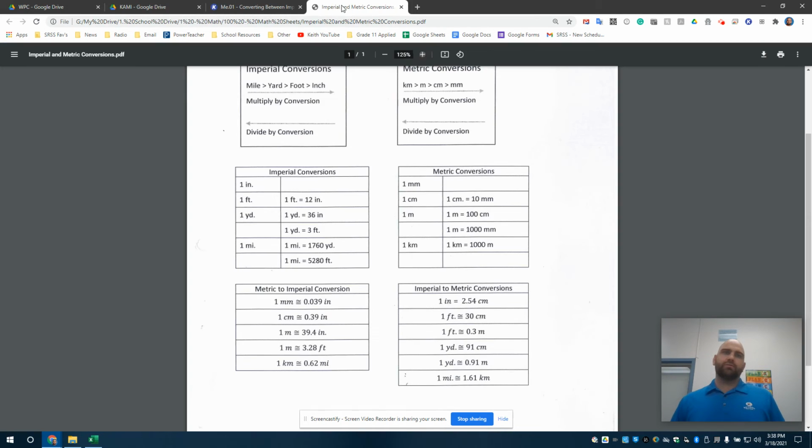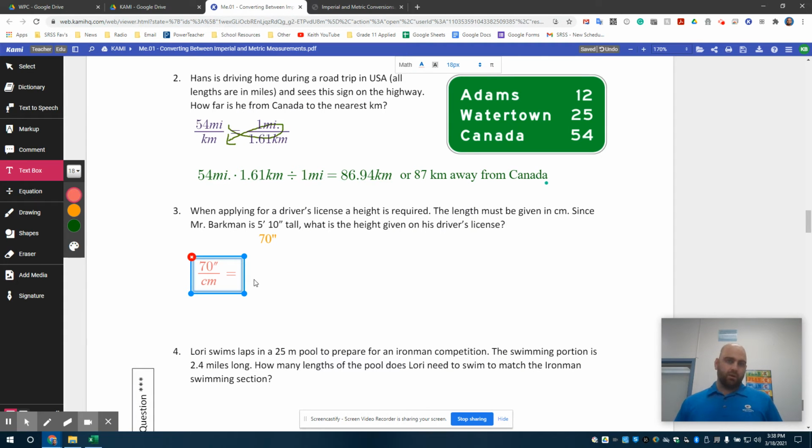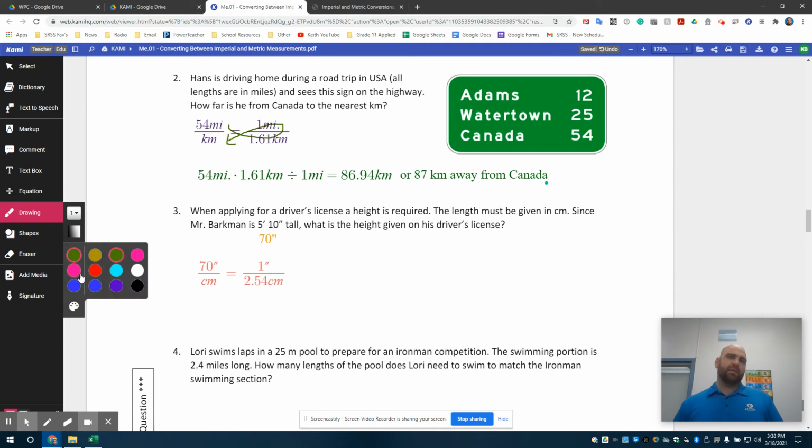Okay, let's look at our conversion rates. Do we have any that have inches and centimeters in there? Well, 1 centimeter is 0.39 inches. 1 inch is 2.54 centimeters. We can use either or. I'll use this one in this case. 1 inch, 2.54 centimeters. So 1 inch over 2.54 centimeters. And as I mentioned, you won't need to memorize that chart. That will always be given to you.